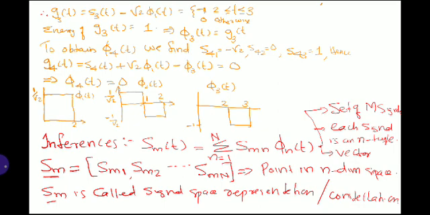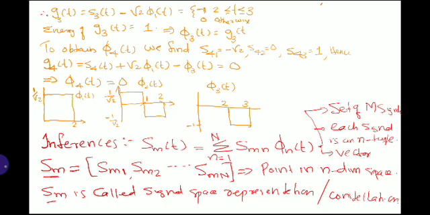Now to obtain phi 4 of t, we find S41 equal to minus root 2, S42 equal to 0, S43 equal to 1. That is the projection of S4 of t on all the previous 3 basis functions. So hence G4 of t is equal to S4 of t minus S41 into phi 1 of t, that is plus root 2 phi 1 of t, S42 is 0, minus S43 is 1 into phi 3 of t. So when you do that, you will get G4 of t is 0. So that means that phi 4 of t is 0.